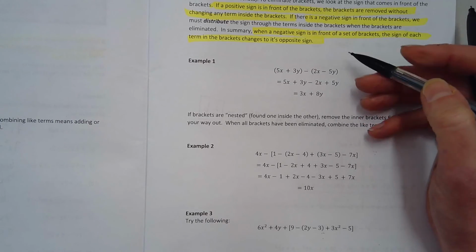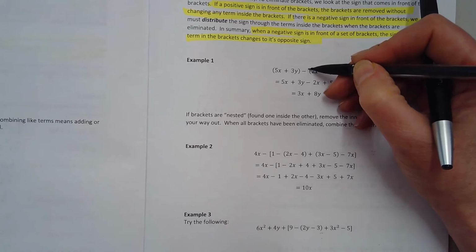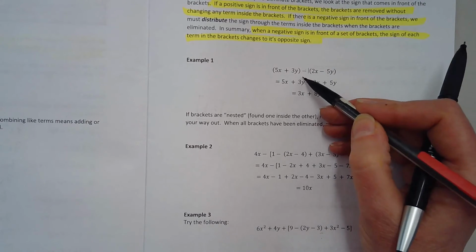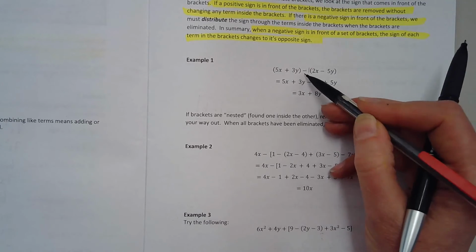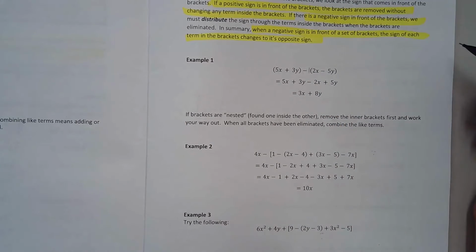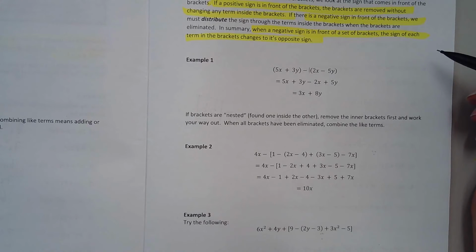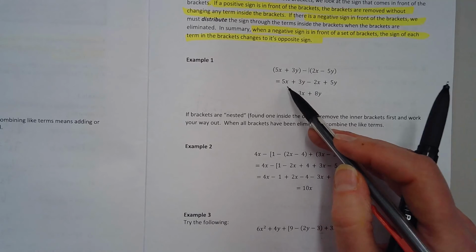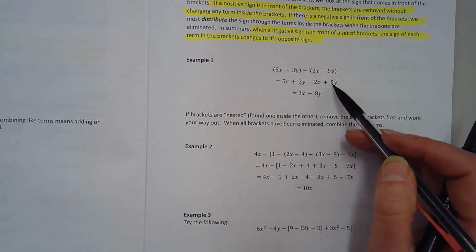And the reason that happens is there really is a negative 1 here, right? So negative 1 times 2x is a negative 2x. A negative times a negative is a positive. Okay. Then when we combine our like terms, 5 minus 2 is 3x. 3 plus 5 is 8y.